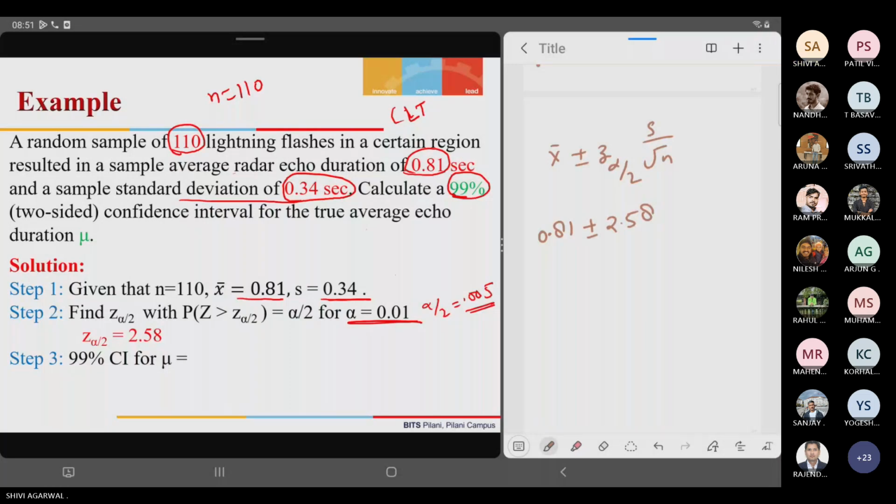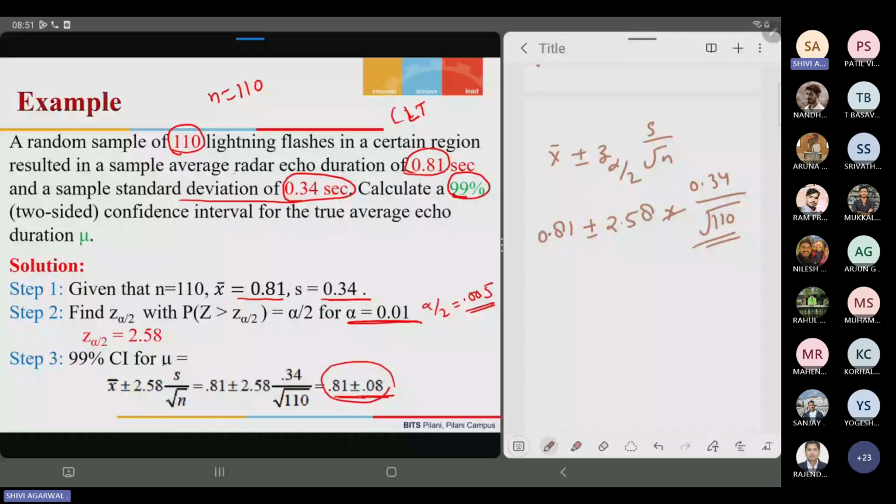I will tell you about the book chapter, but first I will complete this question. S is 0.34 upon root n, where n is 110. So we get 0.81 plus minus 0.08. 0.81 is X bar and 0.08 is the margin of error here. Mr. Vishnu was saying it is chapter 7.